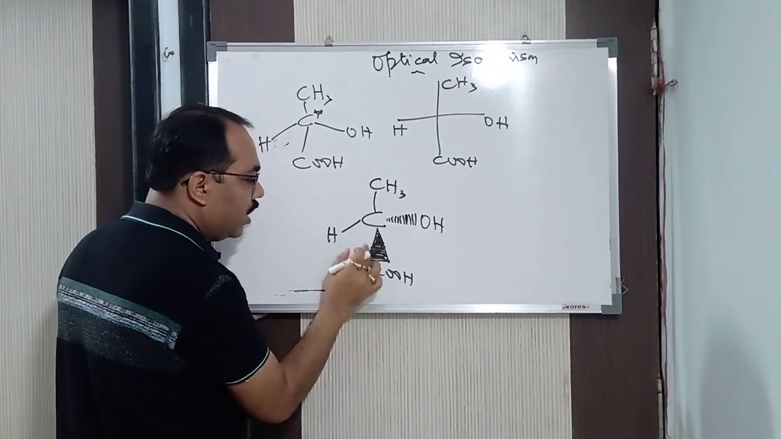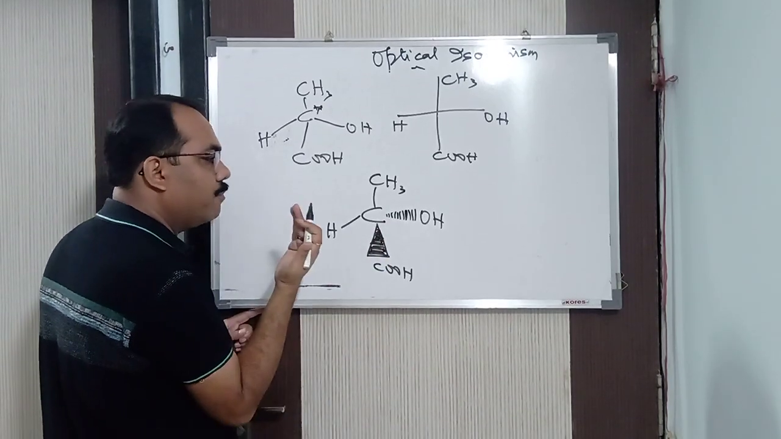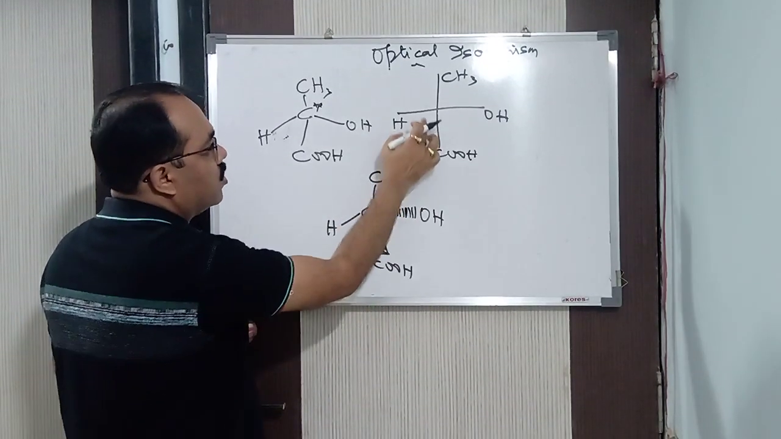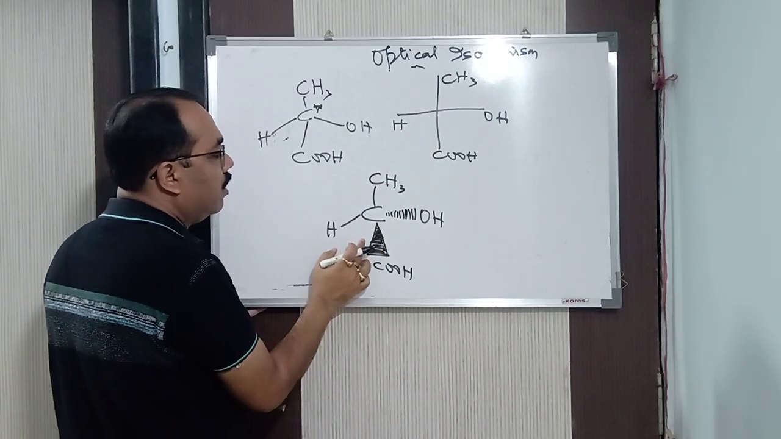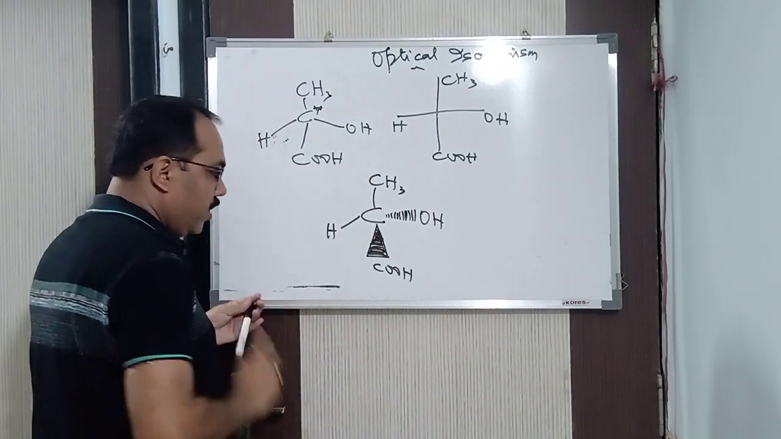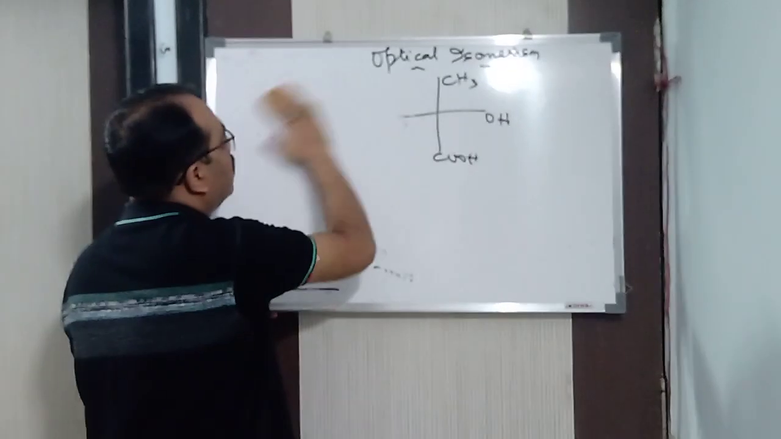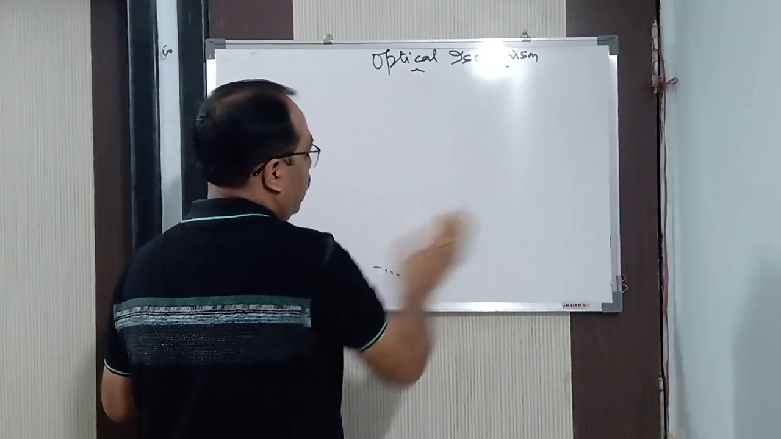Okay, and this particular one is away from you, upward. Got it? So this is the Fischer projection, this is a three-dimensional representation, and this is of course the two-dimensional representation. Okay. Now here we come to this: one is retention, another is inversion.